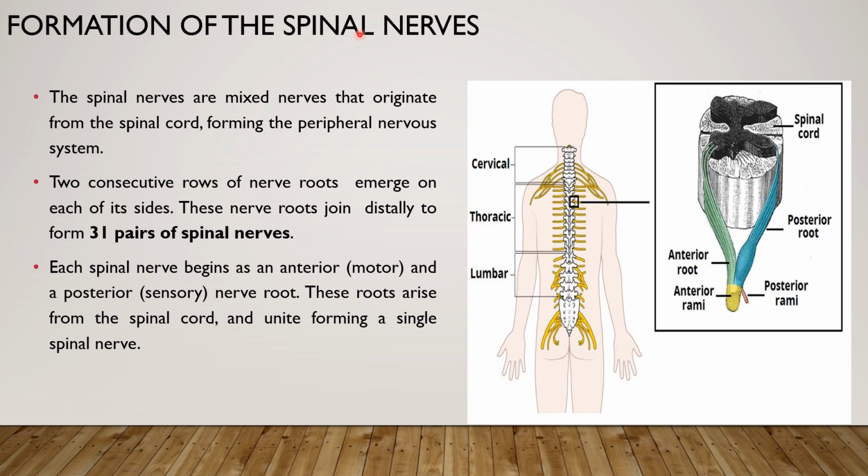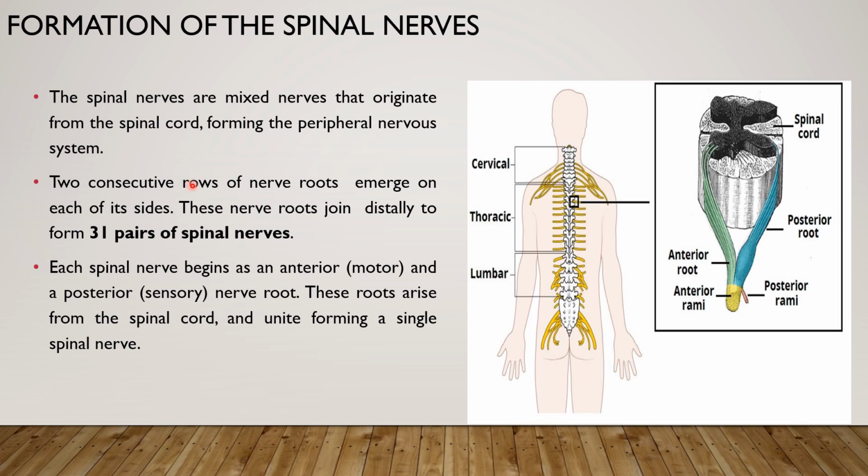Next, about formation of spinal nerves. We are still discussing the microanatomy of the spinal cord. First we have seen grey matter, then white matter, and now the formation of spinal nerves. The spinal nerves are mixed nerves. That means they carry sensory and motor information. They originate from the spinal cord and they form the peripheral nervous system. So spinal nerves are part of the peripheral nervous system and they originate in the spinal cord.